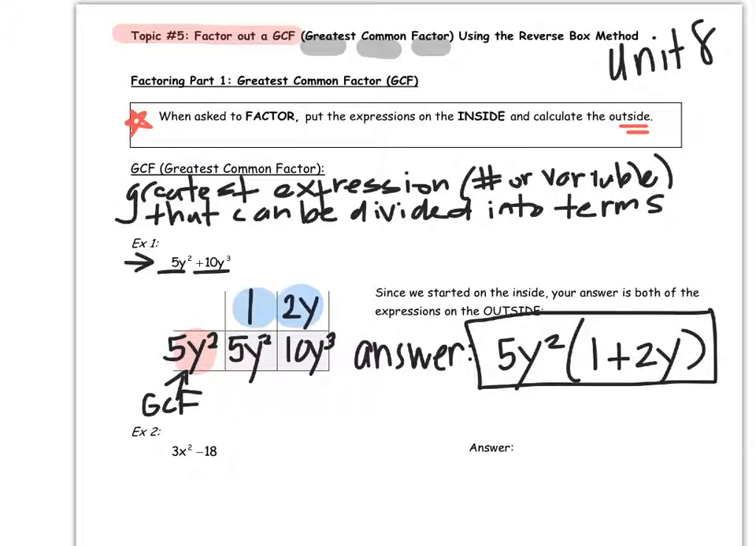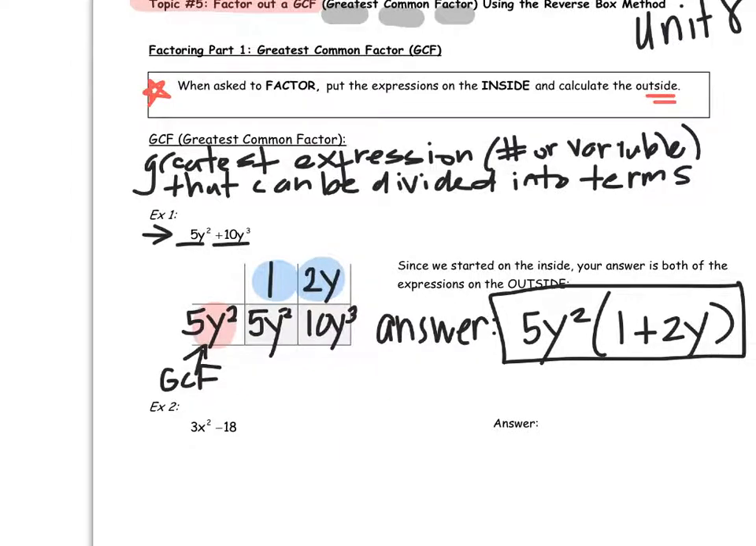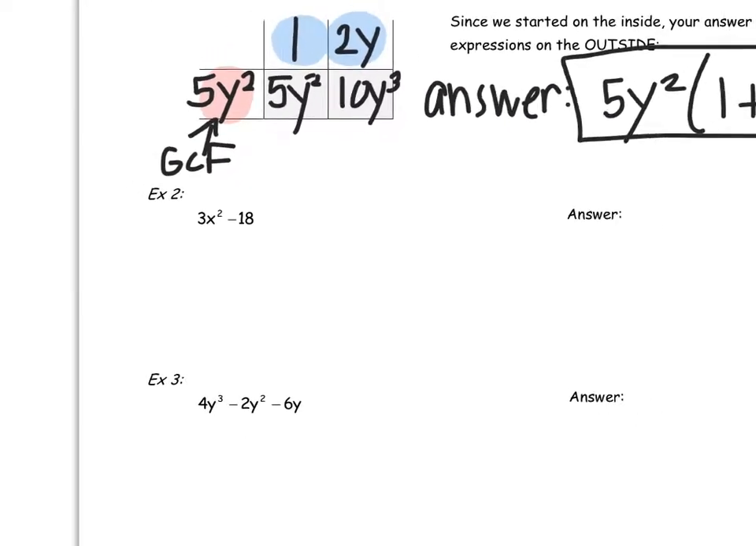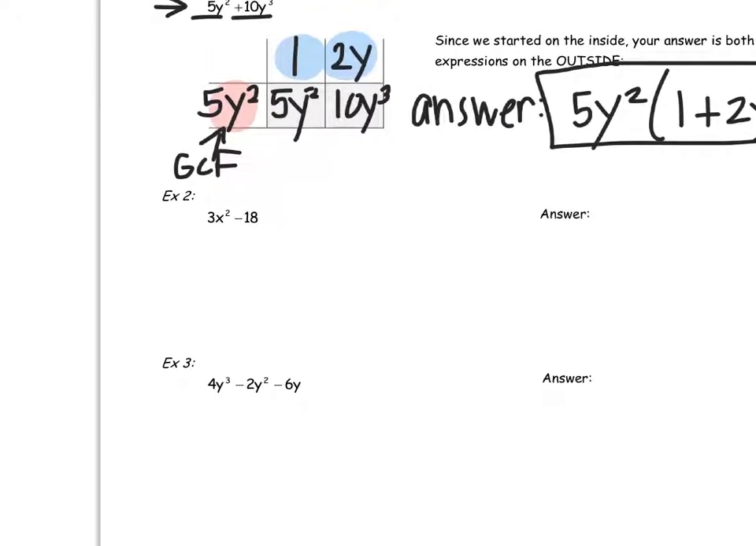Okay, on to the next example. So I have 3x squared minus 18. In this case, I have to draw my own sort of box method here, so I'm going to do that first. I have 2 terms, so I'm going to make a little box right here with 2 terms in it. I'm going to put 3x squared first and then negative 18 second.